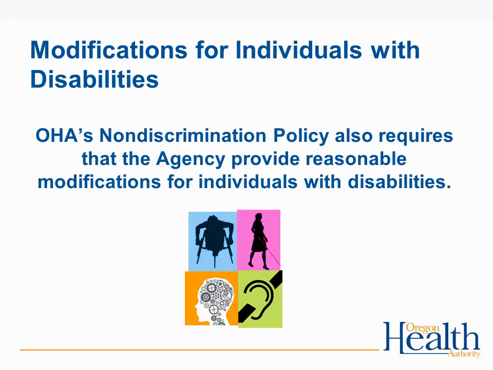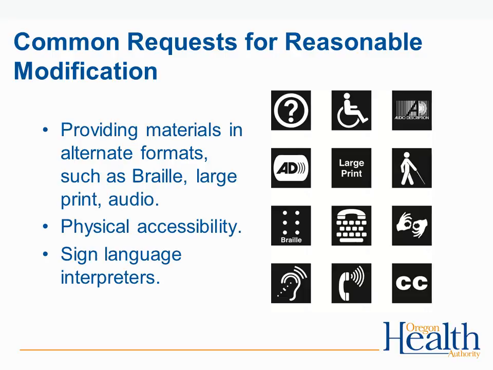Modifications for individuals with disabilities. OHA's non-discrimination policy also requires that the agency provide reasonable modifications for individuals with disabilities. It is important to note that modifications for people with disabilities will be covered extensively in a subsequent training. However, the most common requests for reasonable modification can include providing materials in alternate format, such as Braille, large print, and audio, physical accessibility, and sign language interpretation.